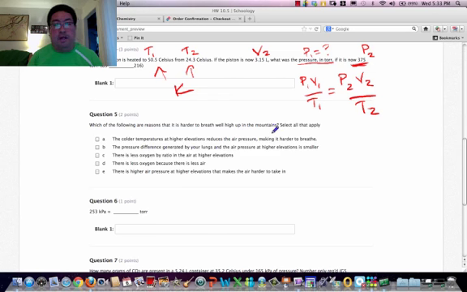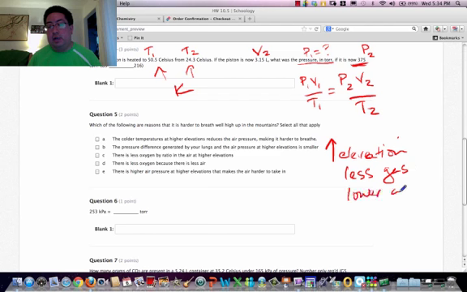Which of the reasons is it harder to breathe up in the mountains? Remember, the higher the elevation, the less gas there is, and it's lower atmospheric pressure. So if the pressure is lower, that means that there are fewer particles of gas at the higher elevations, and if there's less gas, you can figure out why it's harder to breathe.